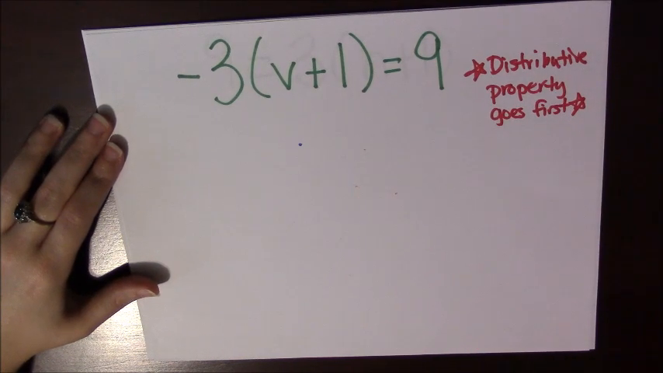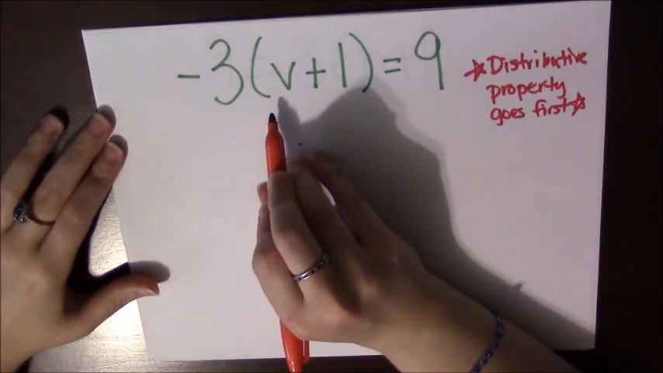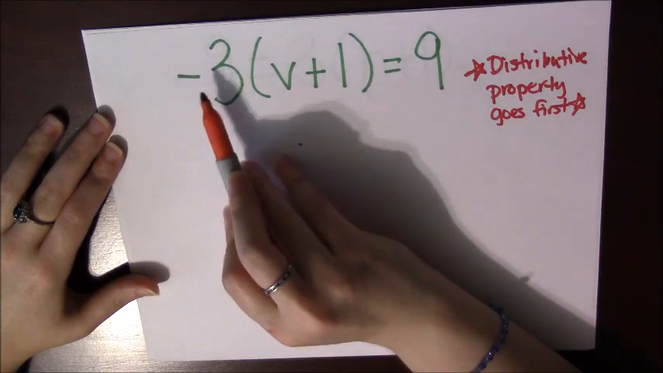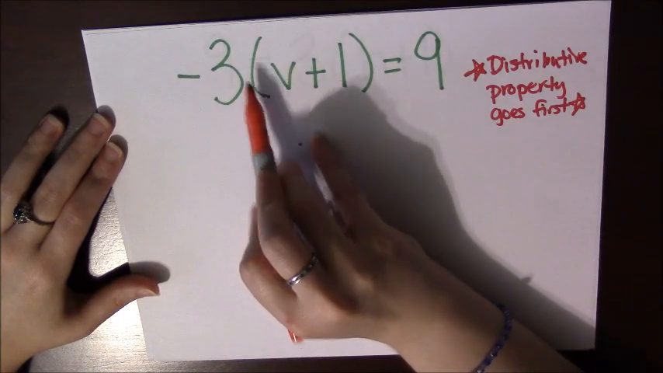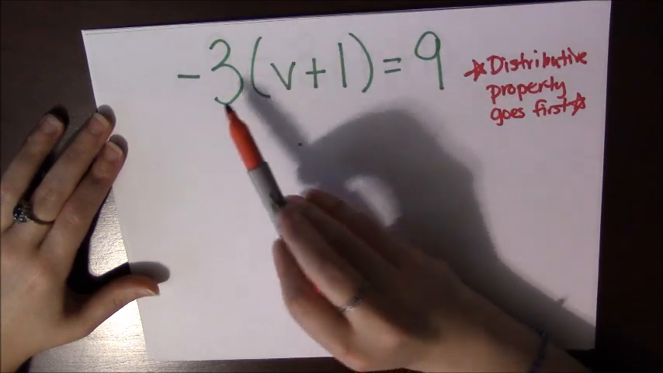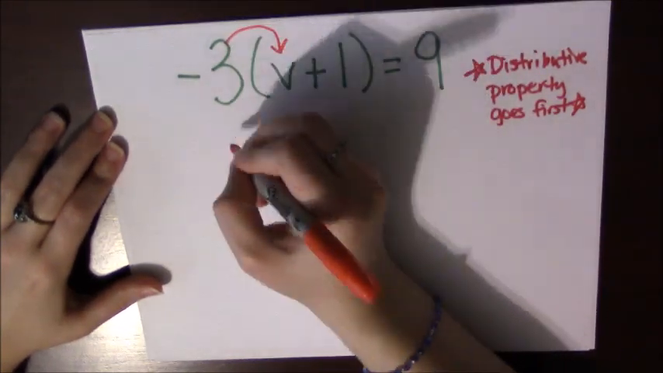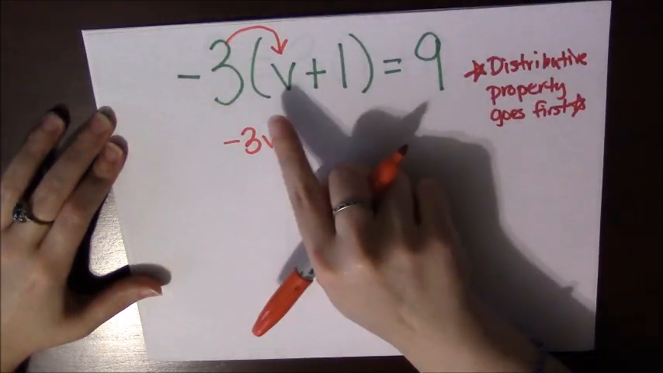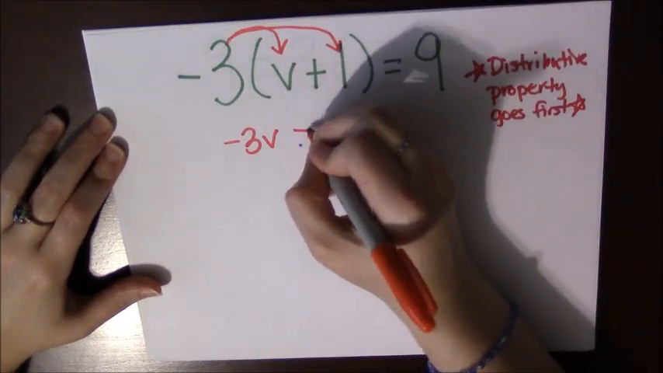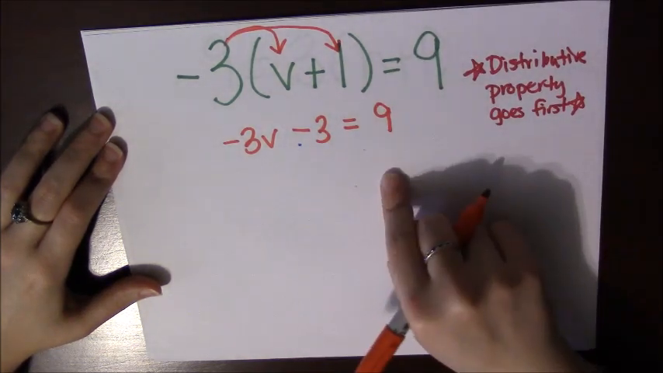So here, distributive property means I'm going to take the -3 and I'm going to distribute or give it to both the v and the 1 that's inside our parentheses, and I have to be equal. So -3 times the quantity, v plus 1 in quantity equals 9. So now -3 times v is -3v. So -3v. Now -3 times 1 is -3 equals 9.